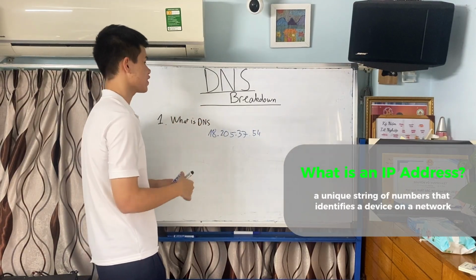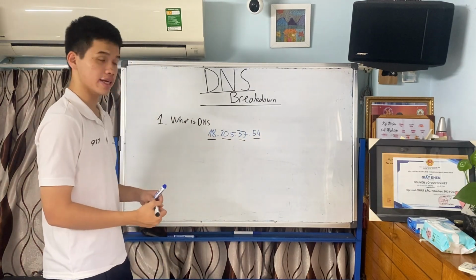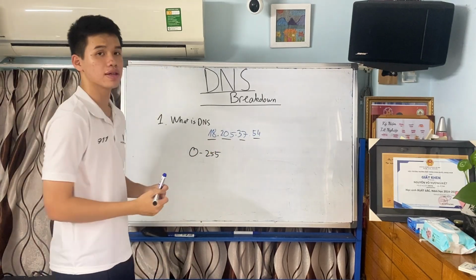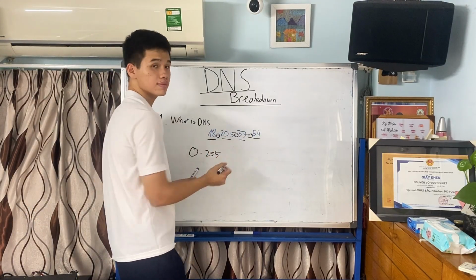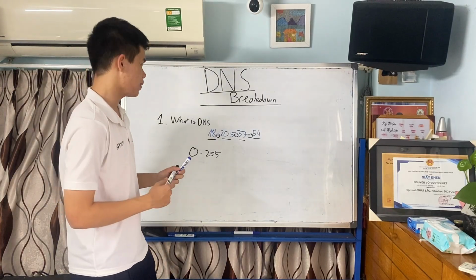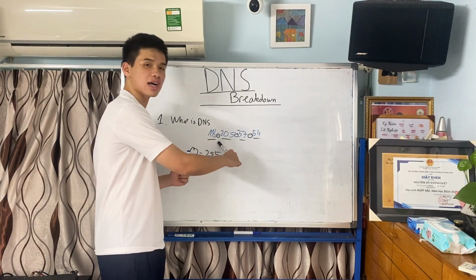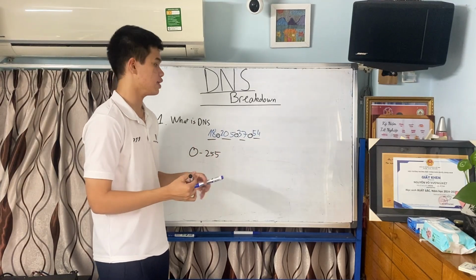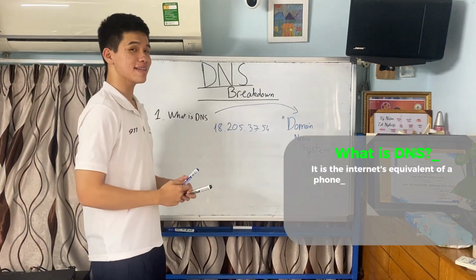There are 4 sets of digits. You can see here 1, 2, 3, and 4, ranging from 0 to 255, and separated by a period. And so the problem is not everyone finds it convenient to remember this complicated set of numbers when they want to visit a website. So DNS can help. So what is DNS?